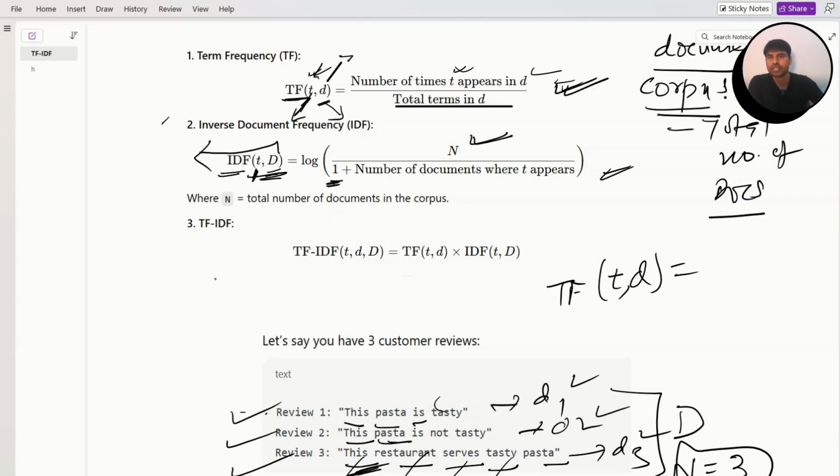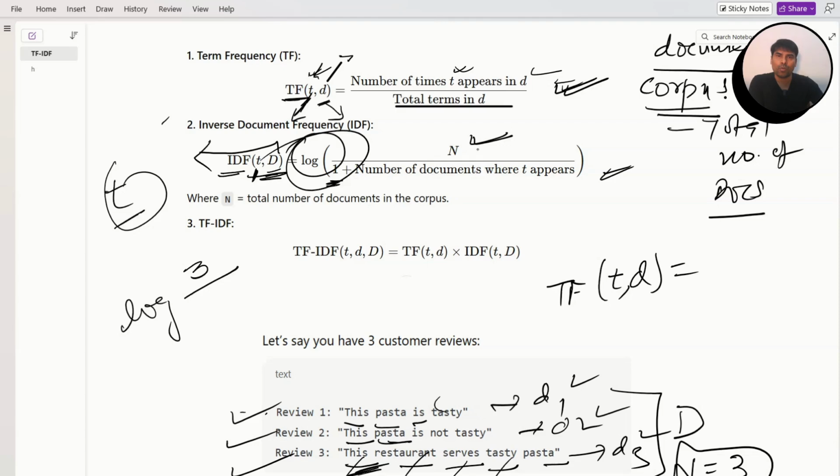Here we apply a log. Let's suppose I have 3 documents, so N will be 3, and any term t. Let's suppose I'm finding this t in all 3 documents, in D1, D2, D3. So what will be the occurrence? 3, right? So log 3 by 3 becomes log 1, and log 1 is equal to 0.